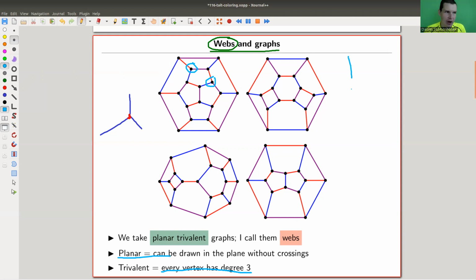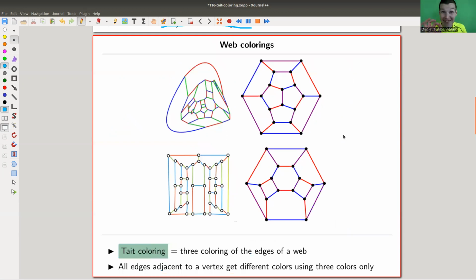And here are very standard examples. There's a coloring here, and I will come back to the coloring in a second. But for now, there are just the webs that you see here. A web, again, is like a spider web, one of these huge graphs which are planar and trivalent at the same time. Okay, so let's come to the coloring now.